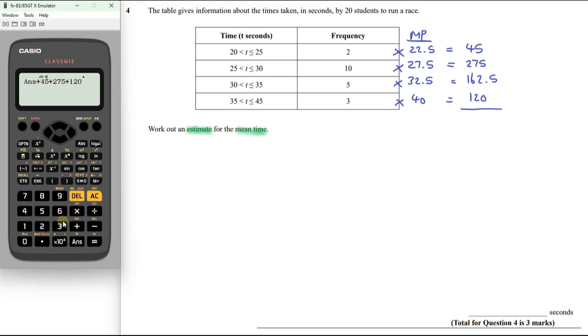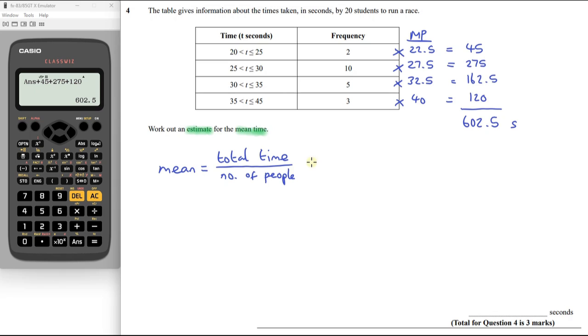Maybe I'm not pressing the buttons hard enough. And we get 602.5. So that's in seconds. So the mean, how we calculate the mean is we do the total time divided by the number of people. Total time divided by the number of people.